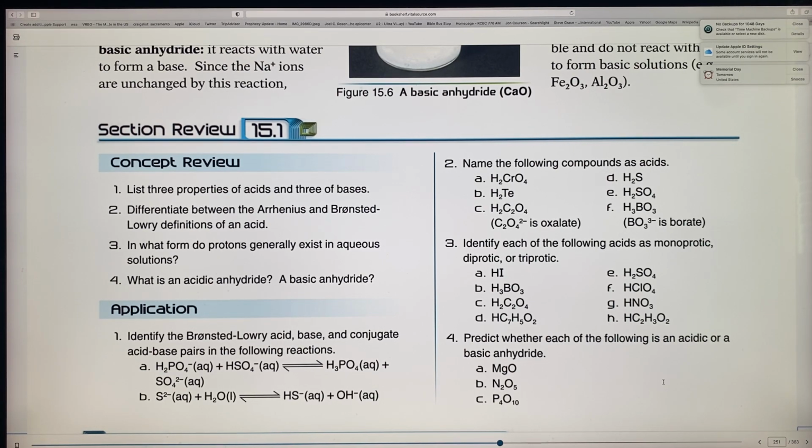So let's look quickly at these couple applications here. We have: identify the Bronsted-Lowry acid, base, and conjugate acid pairs. Let's just look at the acid. As we look at these, you can just see the conjugate pairs. Here we have H2 and H3, a phosphate with phosphorus and oxygen. So here you're going to have a conjugate pair, which is an acid and a base. And here you have sulfate, and that's going to be another conjugate pair from an acid to a base.